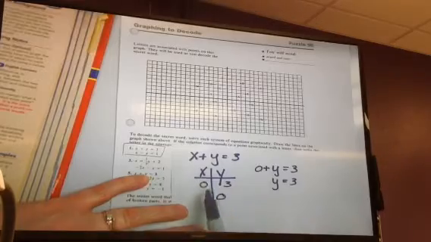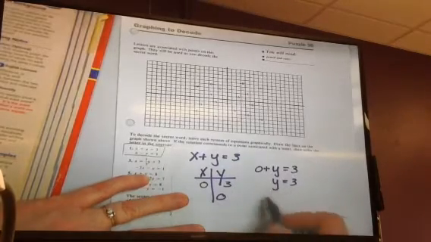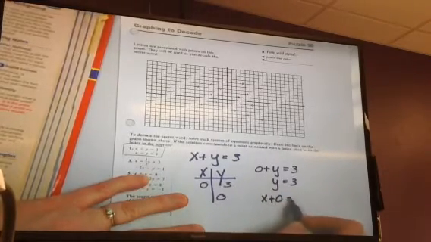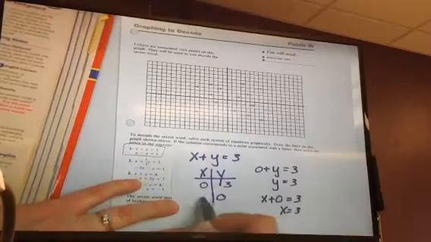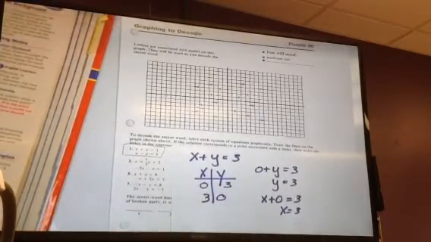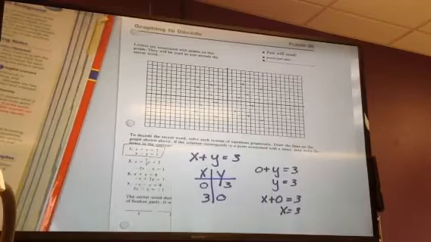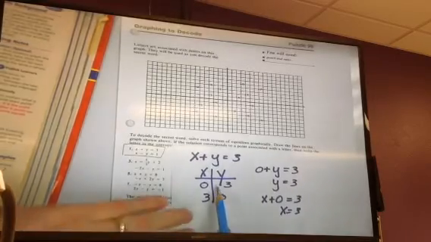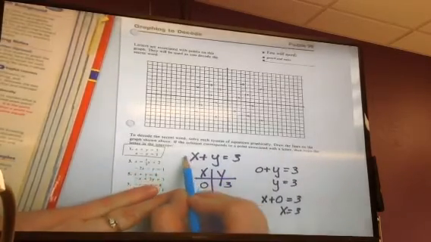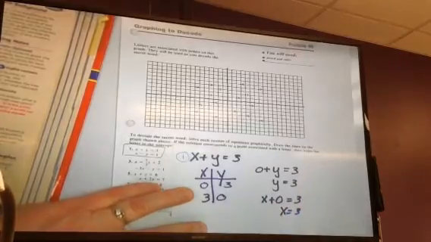And then I can do the same thing when y is 0. So now I have x plus 0 equals 3, and I end up with a very similar situation. So let me go ahead and graph that equation first. I'll graph it in blue, okay? So that way, number 1, I'm going to graph in blue, just to make it easier to see.